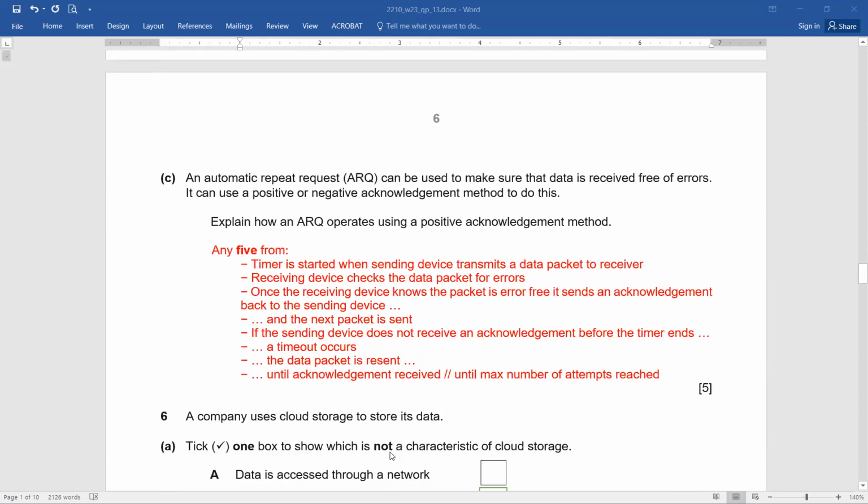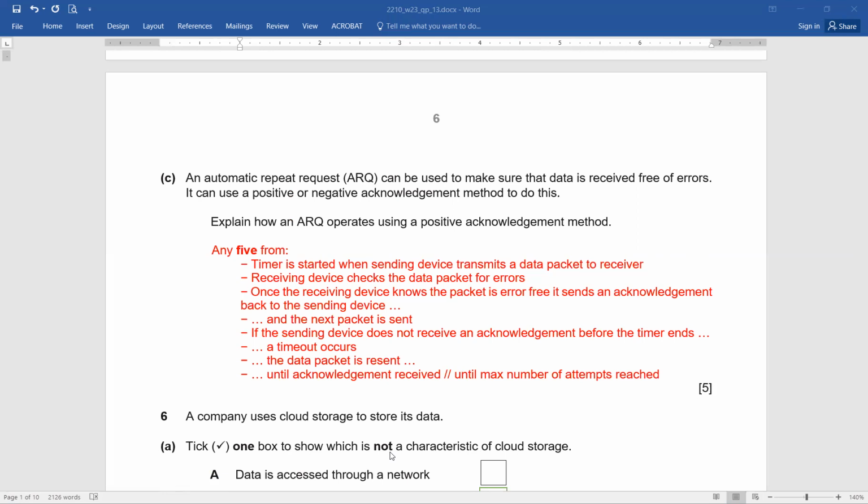Okay. An ARQ, automatic repeat request, can be used to make sure the data is received free of errors. It can use a positive or negative acknowledgement method to do this. Explain how an ARQ operates using a positive acknowledgement method. Now see, just try to understand the question. First, they talk about ARQ. I hope that we all know acknowledgement and timeout. Then they talked about the acknowledgement can be positive or negative. And then they are asking for a 5-mark question. Explain how an ARQ is going to operate using a positive acknowledgement.